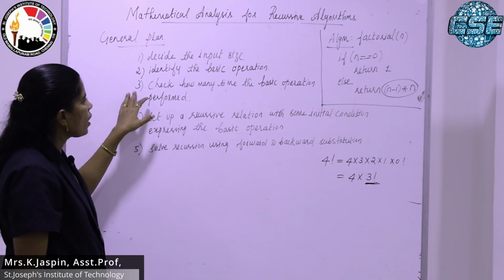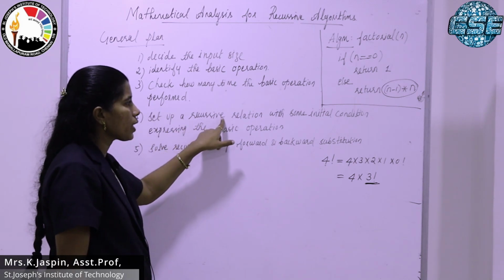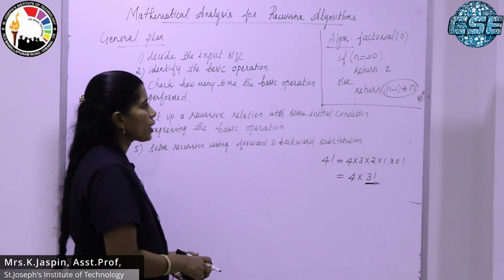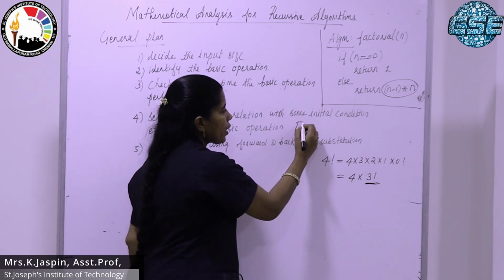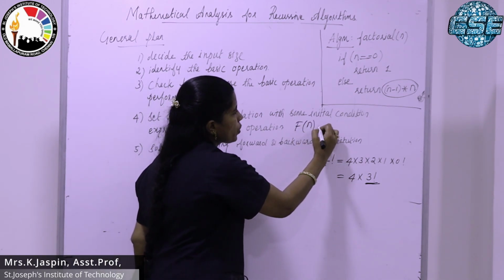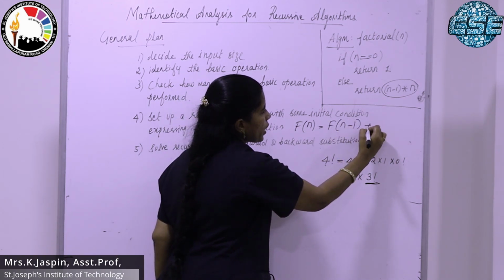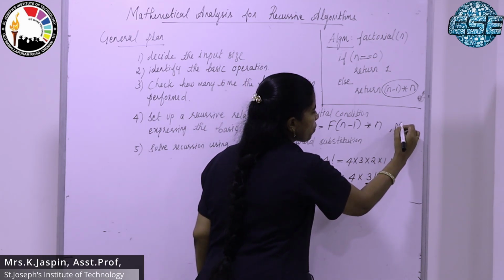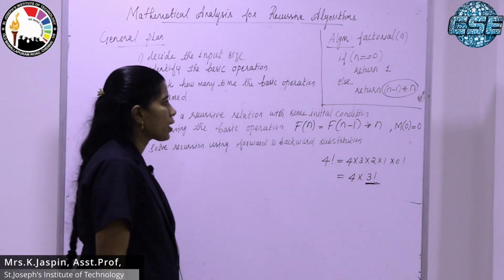Then, as a fourth step, we need to set up the recursive relation with some initial condition. So the recursive relation for finding the factorial of an element is f of n is equal to f of n minus 1 into n. The initial condition here we need to assume is f of 0 equal to 0. This is the initial condition.